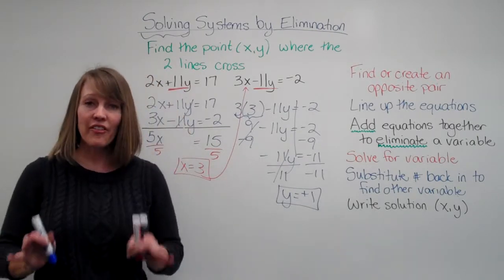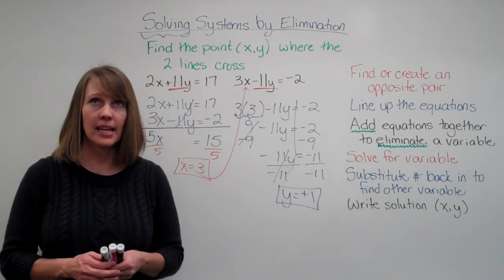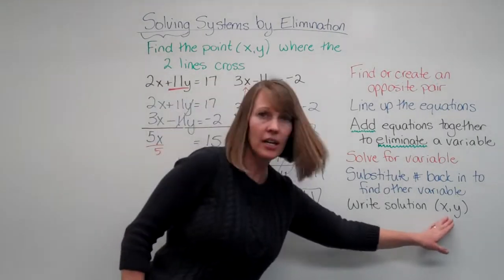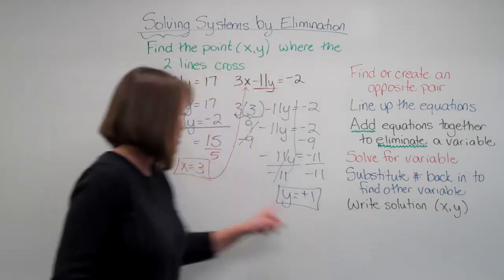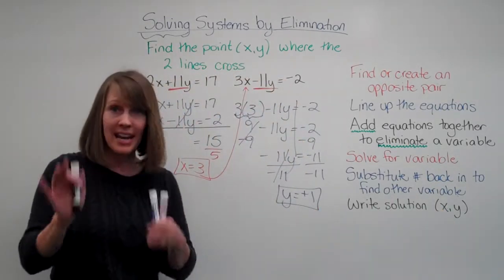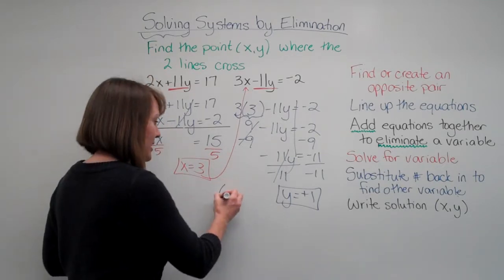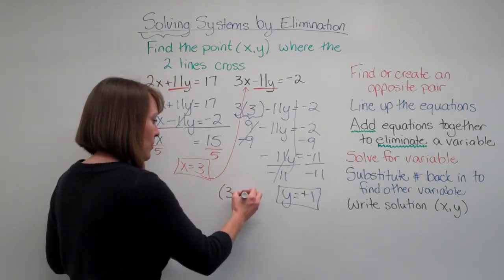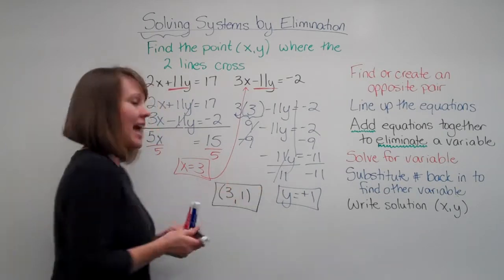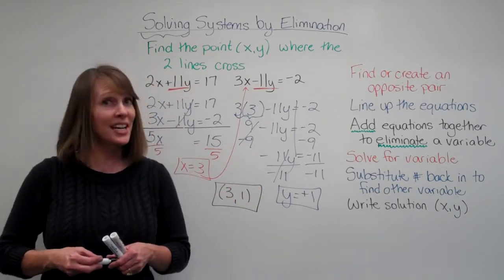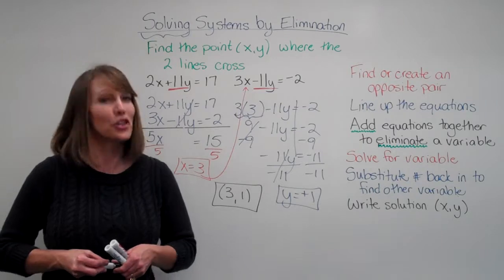All right, have I found the point where they crossed? Well, let me see. It's an xy pair. I do have an x, I do have a y. I just need to write my answer, right? Don't leave me hanging. My solution is the point 3, 1. And now I have solved it by elimination. Ta-da! And remember, you know you love math.